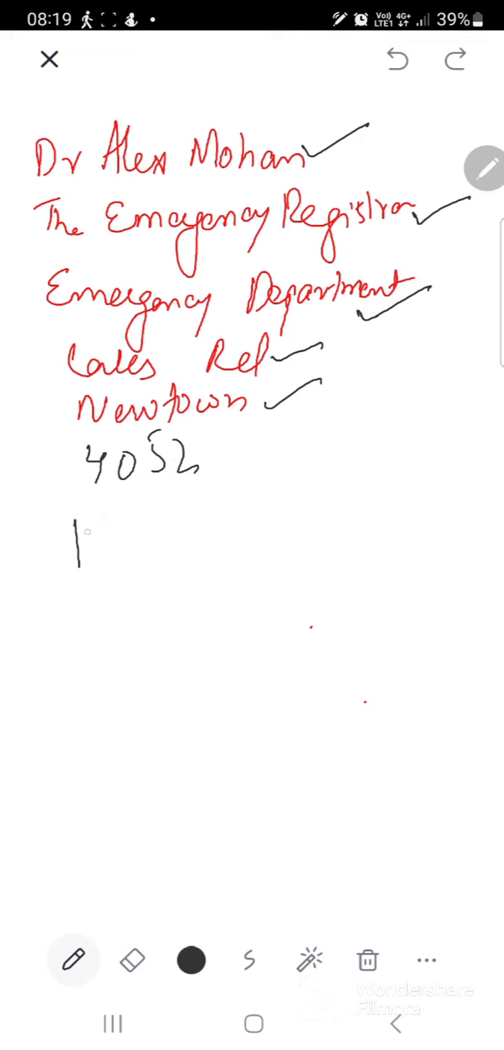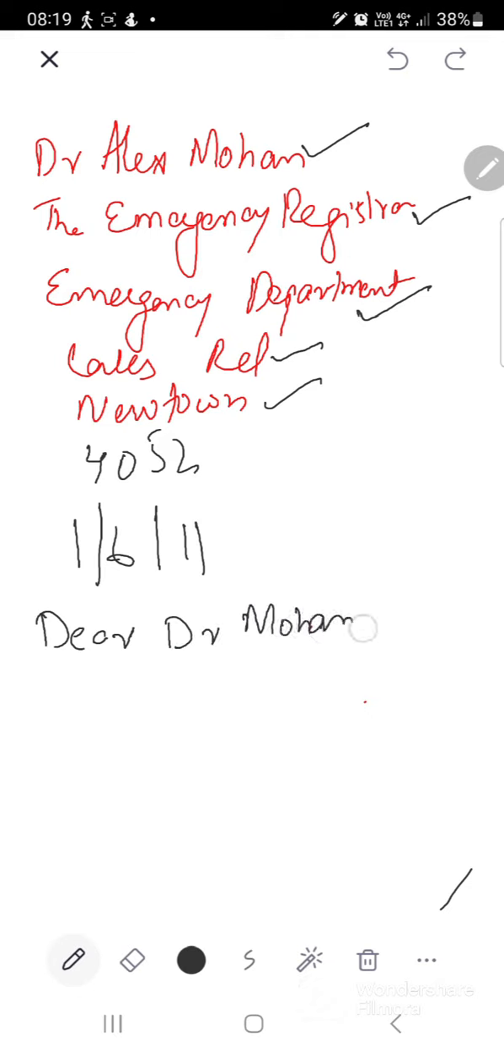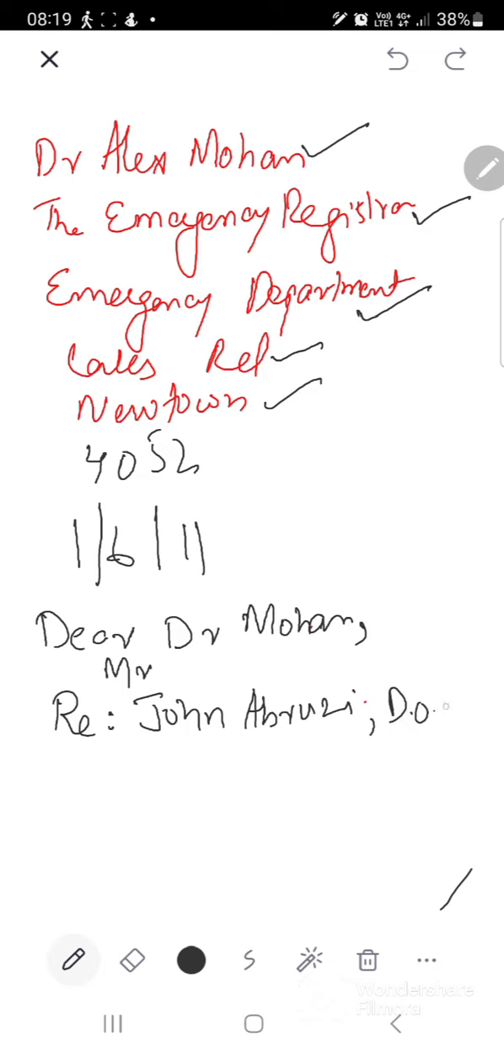Leaving one line, we can write down the date as we discussed earlier, maybe that way. Then we can write, Dear Dr. Mohan, comma, and then leaving one line, we can write down RE, which stands for regarding. Let's say the patient name is John Abuzi, with the title as well, Mr., and then comma and his date of birth, whatever is given, right?